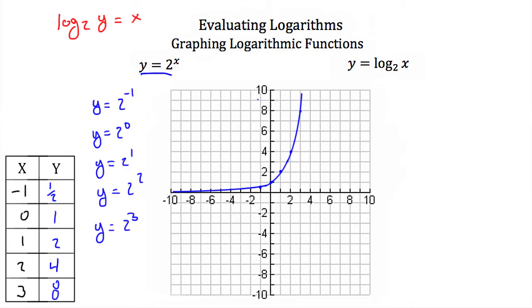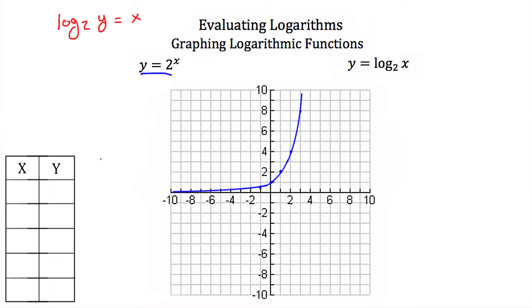Now let's graph the function y is equal to log base 2 of x. The easiest way to graph y is equal to the log base 2 of x would be to rewrite this as 2 to the y is equal to x. Now I'm going to select some y values, and the y values I'm going to select are going to be negative 1, 0, 1, 2, and 3. If I plug these in for y, I should be able to get my x values. First, I'll have 2 to the negative 1. Well, that's equal to 1/2, so my x would be 1/2.